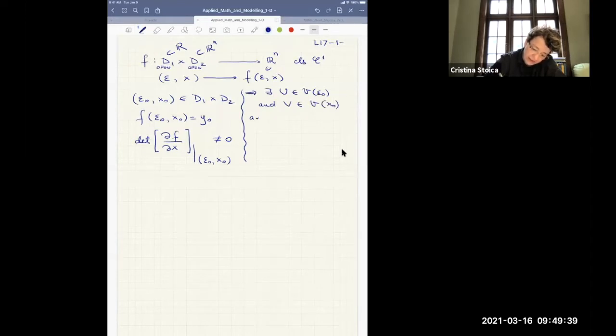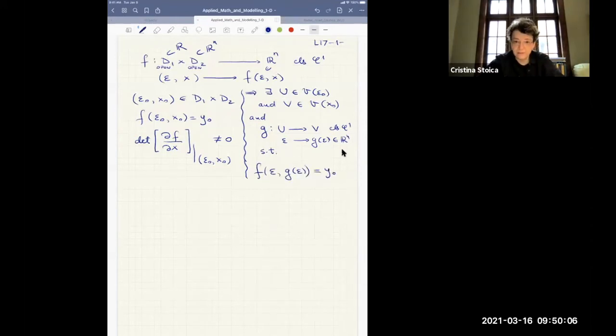and a function g defined on u going into v. So epsilon will go into a g of epsilon. And by the way, this is in Rn, yeah, okay. That is of class C1 as well, such that f at epsilon, g of epsilon will still be y naught, okay?